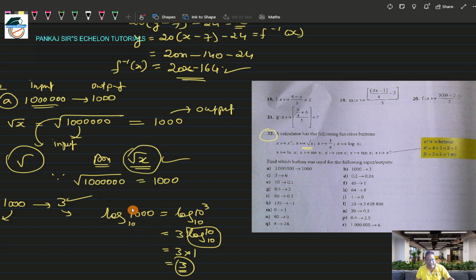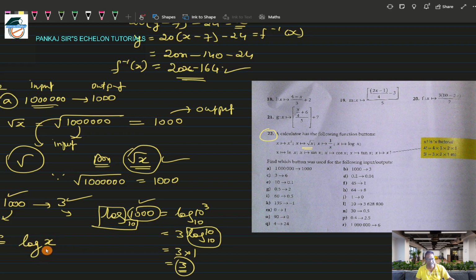Okay. And the input is this 1000. When you see this input is 1000, what is the function that you are using? You are using the function log to the base 10. So which button on the calculator are you going to press? You are going to press the log x button.